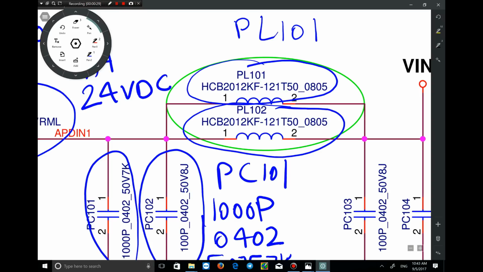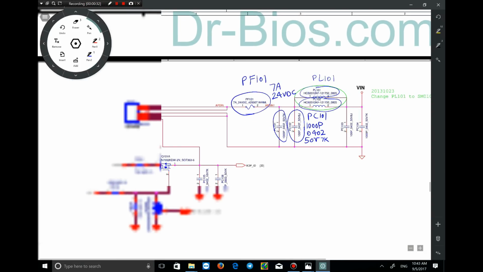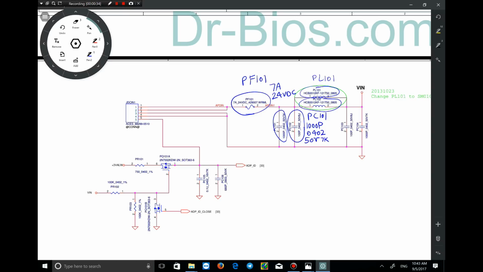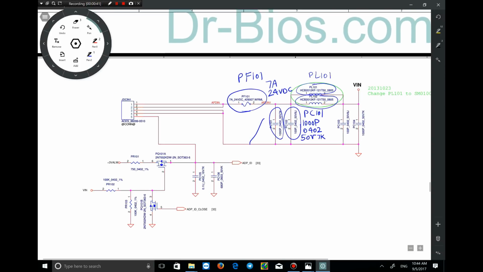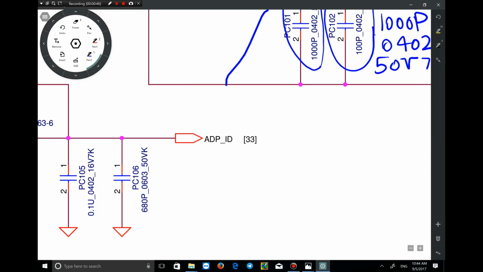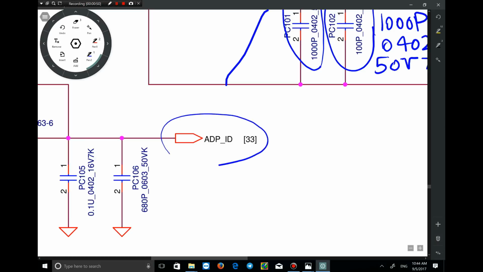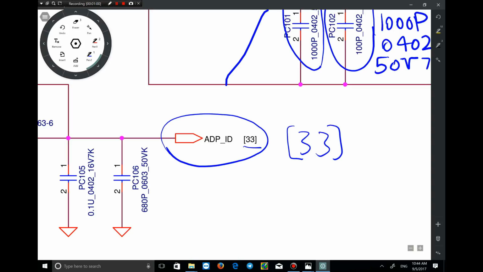The next signs or symbols that I want to talk about are the arrows that you might see in all the schematics as well. Let me zoom in. This arrow directs us to an address. The number in the bracket directs us to a page. It means the following of the circuit is on page 33.